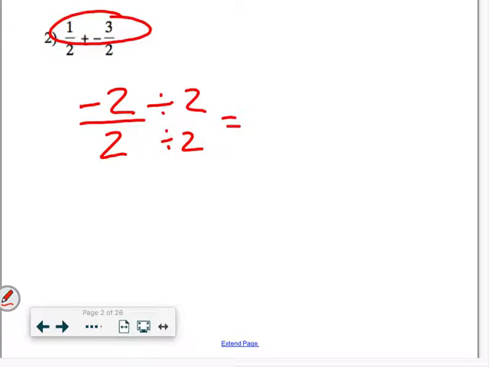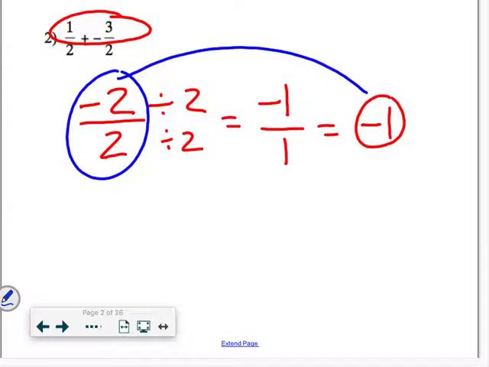-2 divided by +2 is a -1, and then +2 divided by +2 is a +1. And again, -1 over 1 is just -1. Now, if these are small enough numbers and you're comfortable, skipping straight to the end is fine. If you ended up giving me this, it's okay, but you really should simplify it to that whole number. Okay?